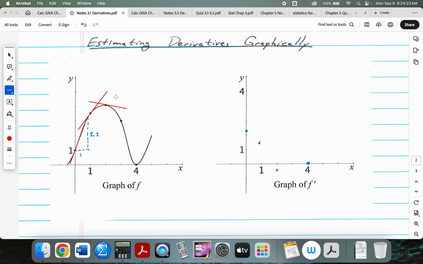And then I just keep going. So that one's about like that. That's at about 3, and this is about 0.5. We'll call it negative 2.5.